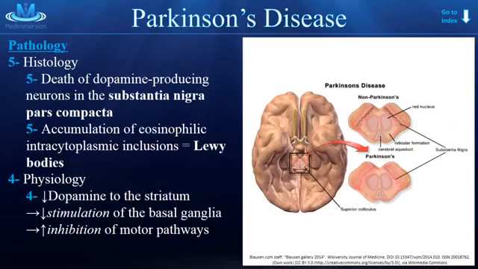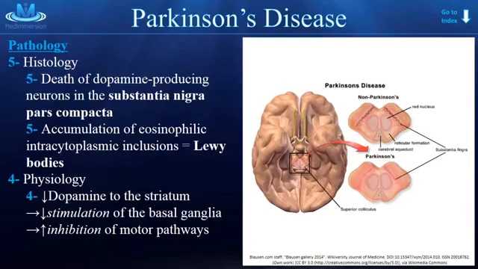Next, on to the pathology. So, histologically speaking, what are some important points that you need to know about this disease? Well, I've got two. Both of them 5 out of 5. Number 1, you are going to see death of dopaminergic neurons in the substantia nigra pars compacta. What does that mean? Let's break it down.